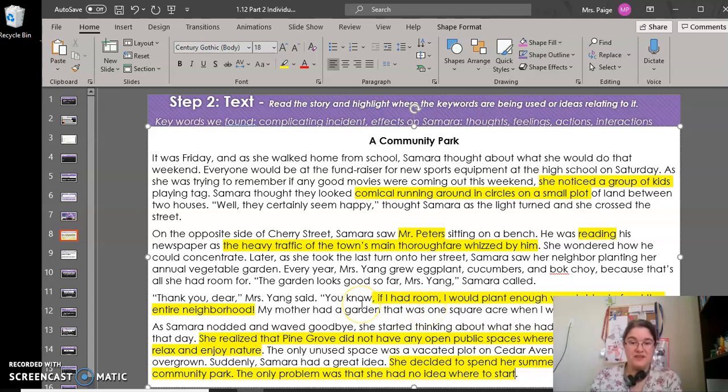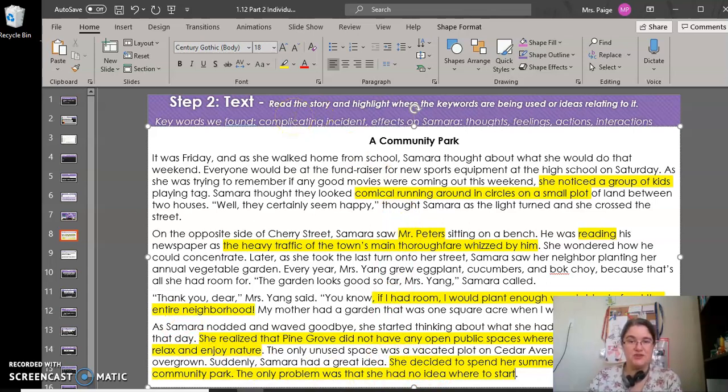So we know that the conflict is that there is no public space. There's no park for Pine Grove to enjoy. So that would be one of the quotes that we could use, any of these to explain, to describe what the complicating incident is.